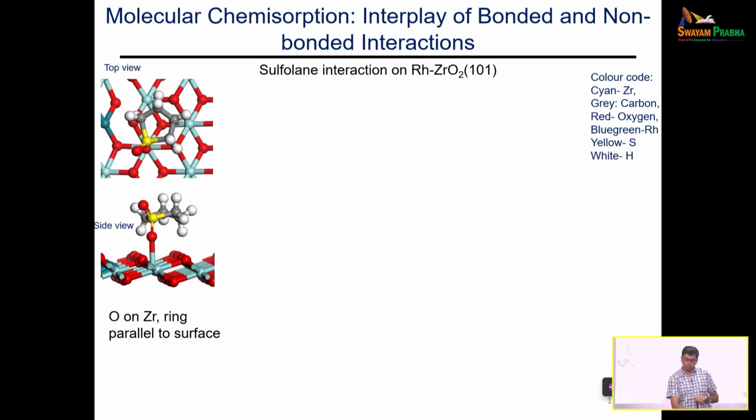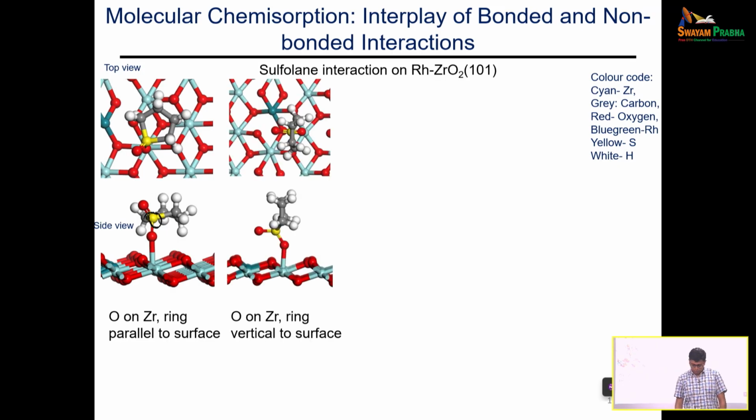So, this is a molecule called sulfolane. It is a solvent. It has sulfur, which is this yellow color that you have. Oxygen is in red, white balls are all hydrogen, grey is carbon, and this particular material is zirconium oxide. So, the cyan is zirconium atoms. So, this is sulfolane adsorbing on a zirconium atom. This is adsorbing in a slightly different way. One is vertical, one is horizontal.